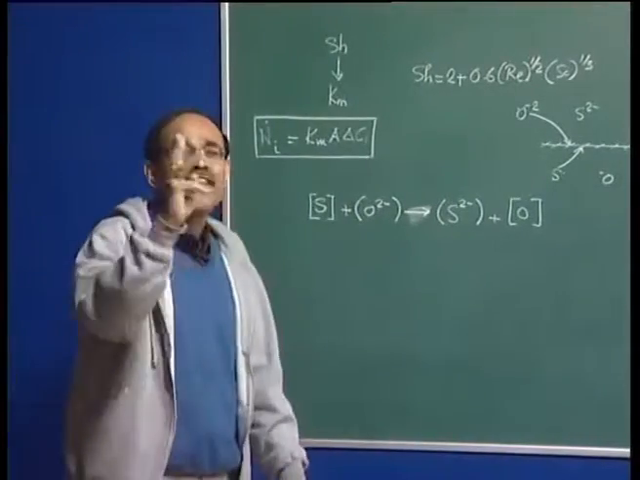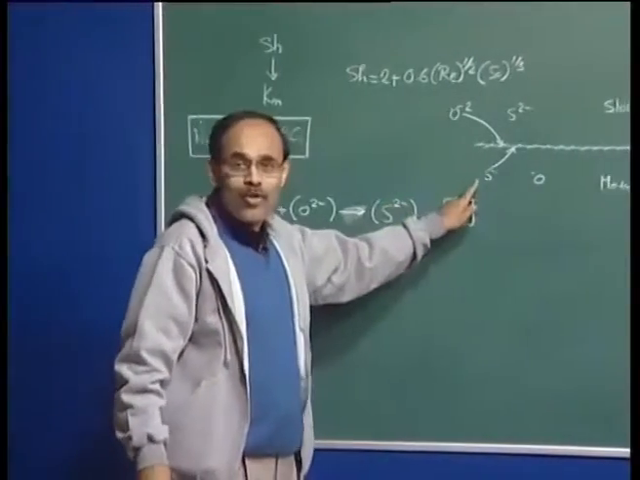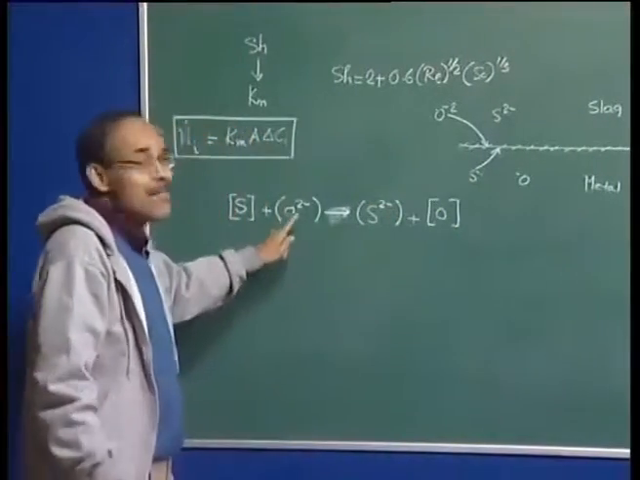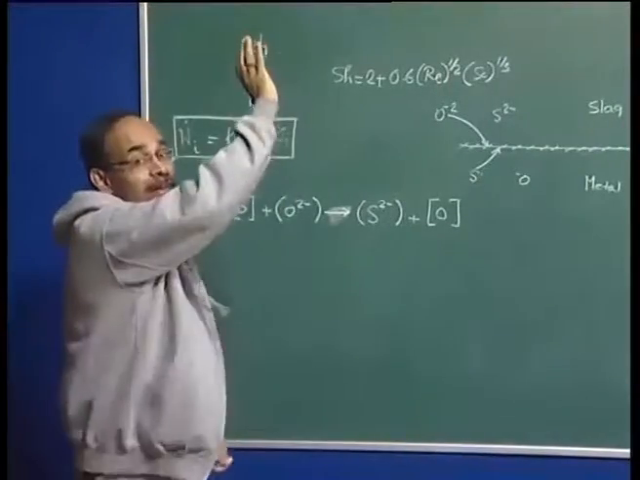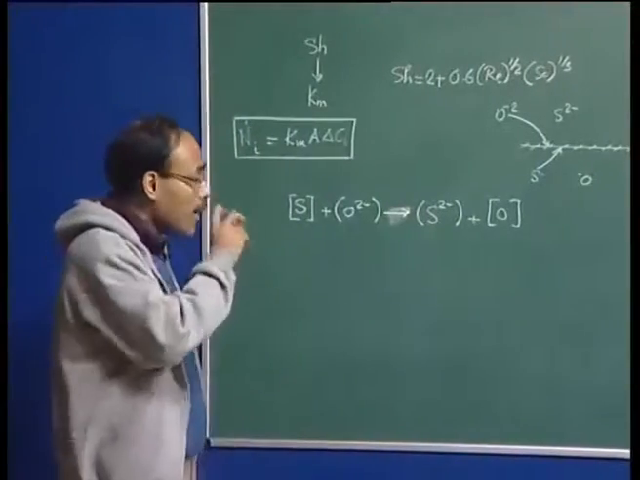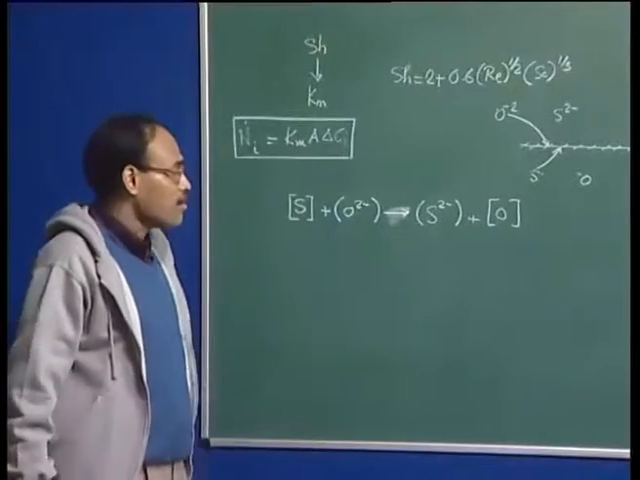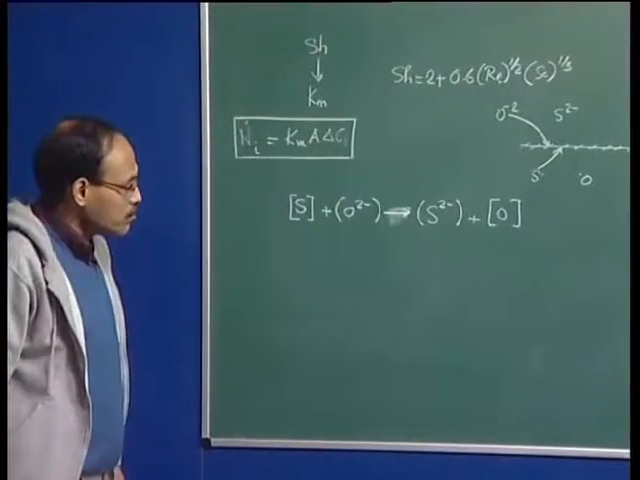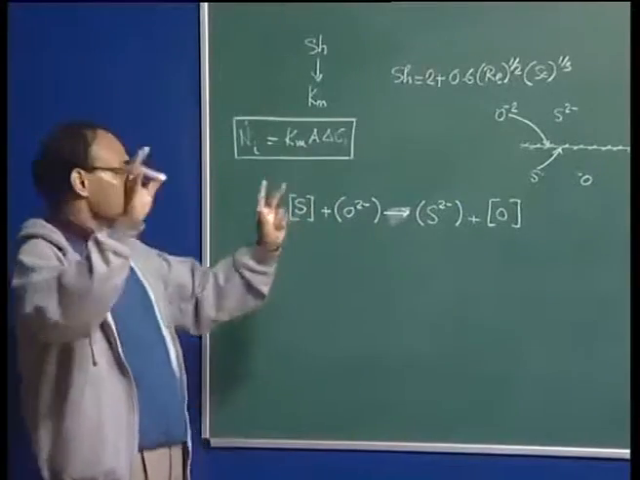So the possibilities are 3. Either the process could be mass transport controlled, or the process could be chemically controlled. When you say chemically controlled, it means the mass transport steps are very, very fast, and the chemical reaction itself is very, very slow. Or the third possibility is that both mass transport and chemical reaction can be rate limiting and they control the rate. Now, let us generalize the subject.